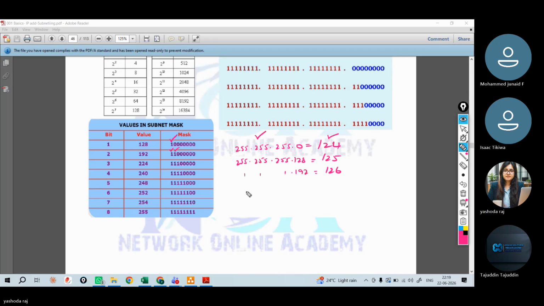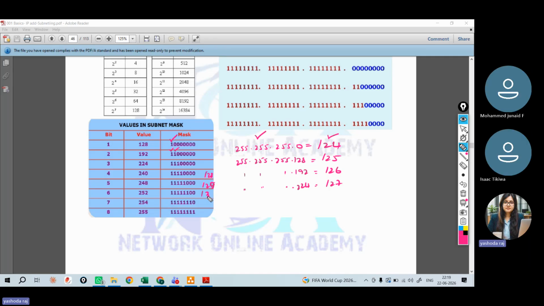Here same, all 24 bits, and I'm going to write this one as 224. How many bits are turned on? 3 bits, slash 27, can I write? In the same way, this is slash 28, slash 29, slash 30, slash 31, and this is slash 32. I'm talking about this for class C. That is why I'm using only the last octet here. Clear?